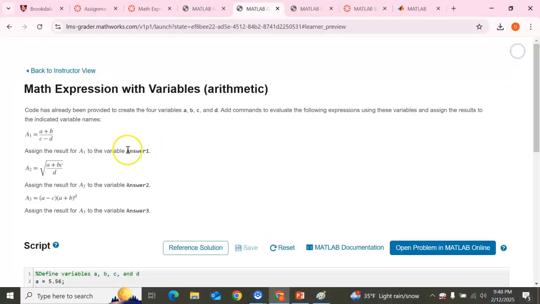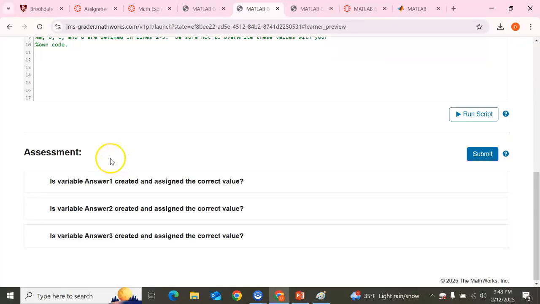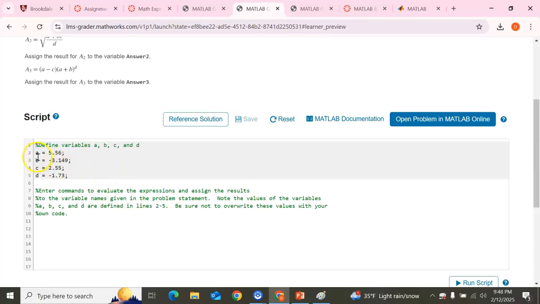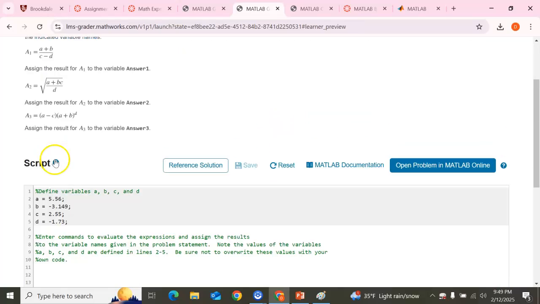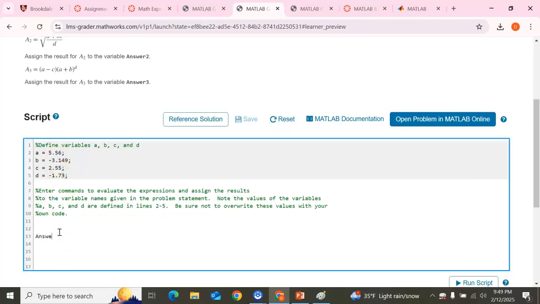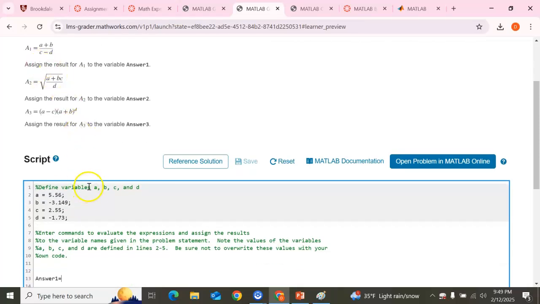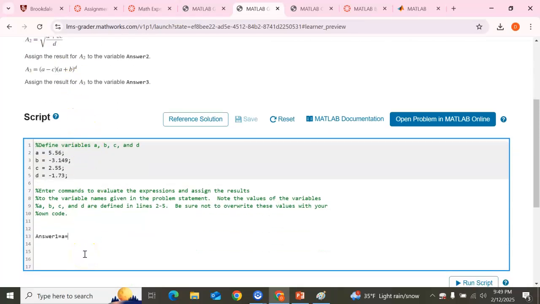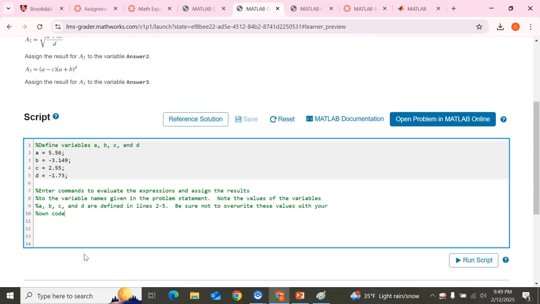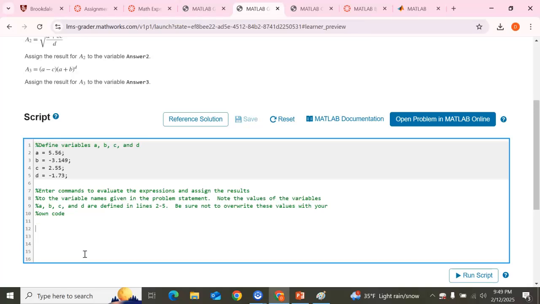This one is a similar type of thing, only we're going to store these as variables. We already have A, B, C, D stored as variables. And now I want my answer 1 to be equal to A plus B divided by C minus D. So you're going to have to type it in properly so it will do the math in the proper way. Again, don't forget to use the period for certain multiplication instances.